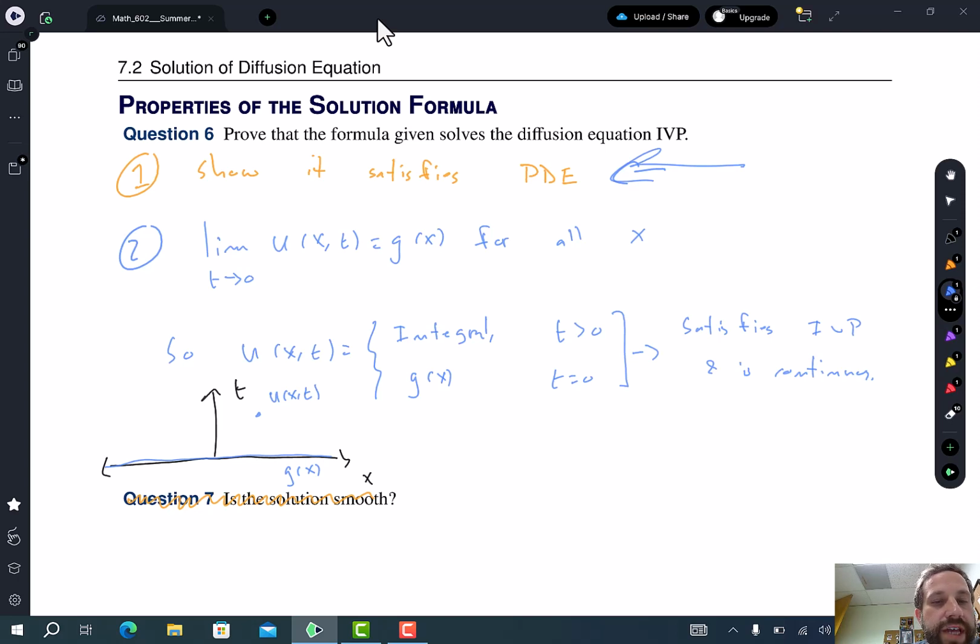Now what we're saying is, if we take that formula and take the limits back down, those limits are going to converge back down to g of x. That's really what we should be talking about when we talk about a solution to the diffusion equation. It should solve the PDE, and its limits as you go down to the t equals 0 axis, the x-axis, should converge back down to the initial values. Otherwise you could come up with ridiculous solutions.